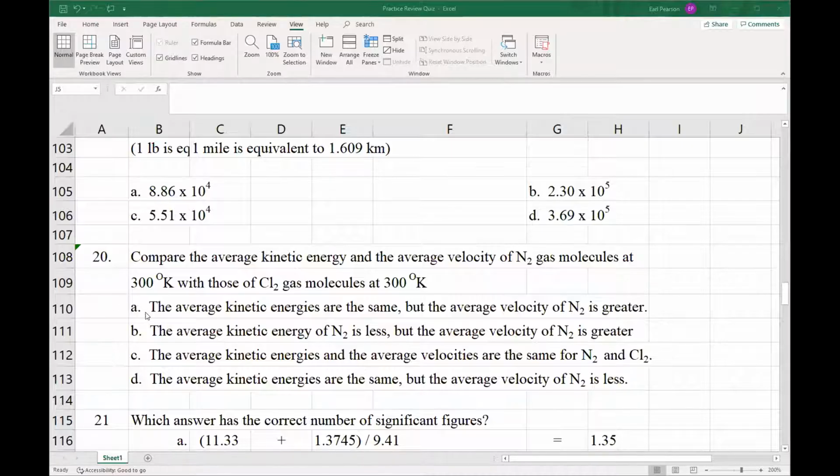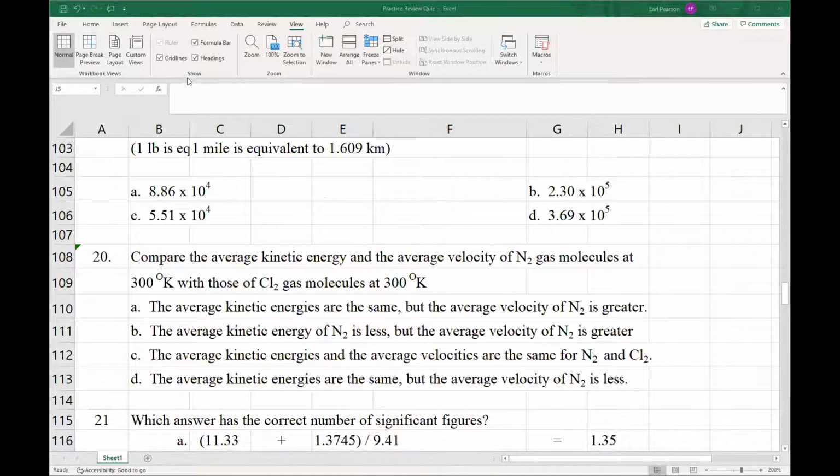See, the average kinetic energies are the same, but the average velocity of nitrogen is greater. And the other one we were comparing with, the average energies are the same, but the average velocity of nitrogen is less. So the correct answer is A. That's just an application of essentially Graham's law, but it comes from the relationship that the kinetic energy of any substance is 3/2 RT, and that's the average per mole for that substance.